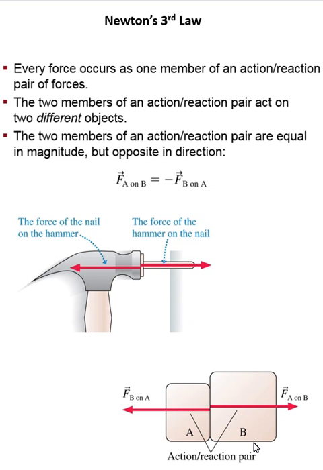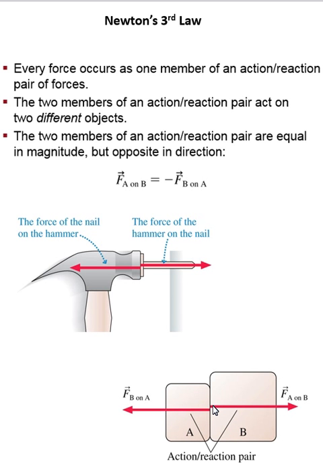Another example would be two boxes or crates or blocks of wood on a horizontal surface where, let's say, block A is being pushed to the right. That force is not shown, but what's shown here is that if box A is being pushed to the right, then there will be a contact force between box A and box B, and there will therefore be a Newton number 3 pair.